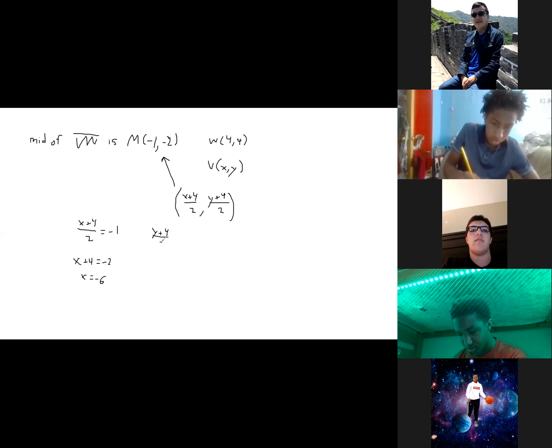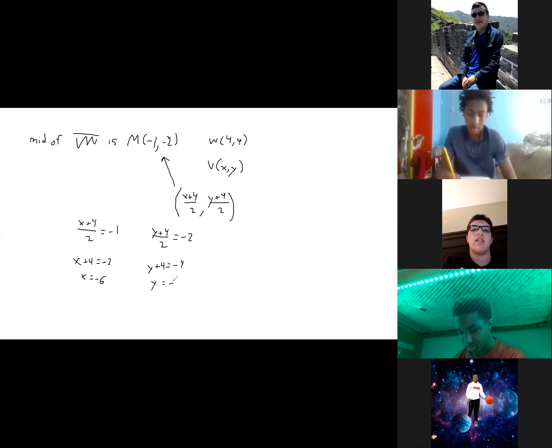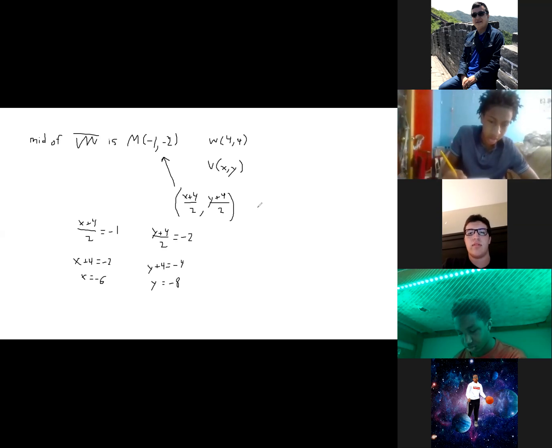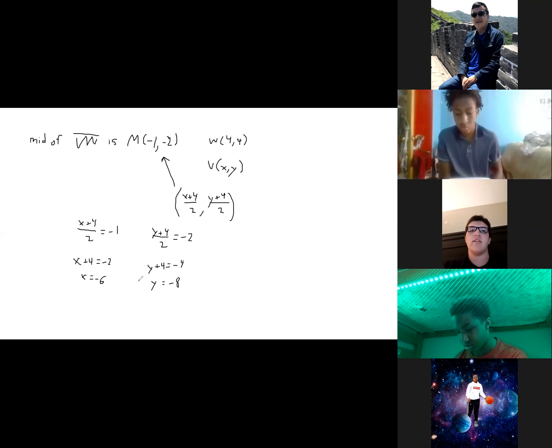Then you could do the same for the other side. y plus 4 over 2 equals negative 2. y plus 4 equals negative 4. And then y equals negative 8. Okay, that makes sense. I got it written down now, so I know how to do it. So those should be the coordinates for point V.